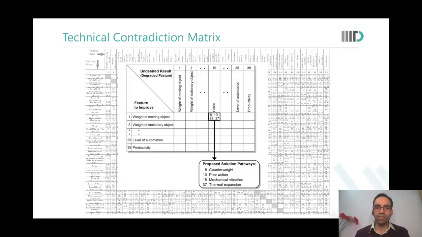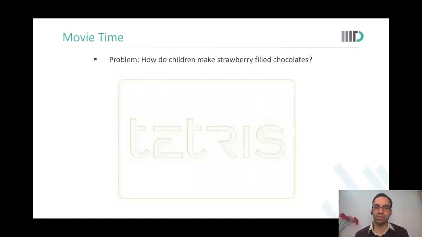Are you able to see how these inventive principles are made use of? Is this clearer now? Hello? Yes, sir. So what happens is we identify the features which are in conflict with each other. We go to that particular box and identify the inventive principles. And then we brainstorm around those inventive principles.